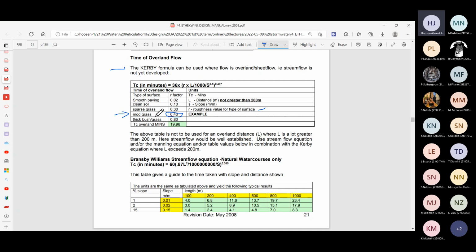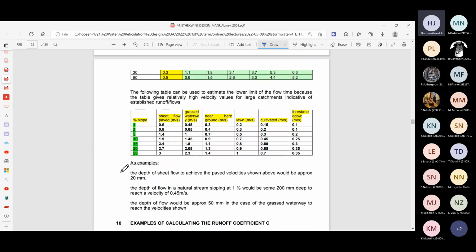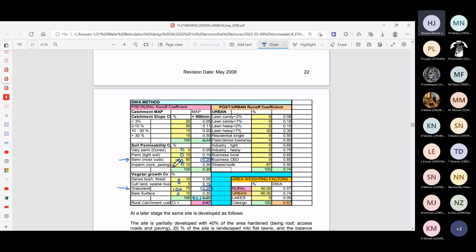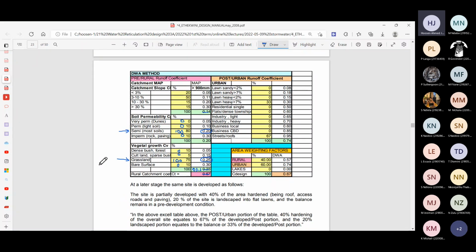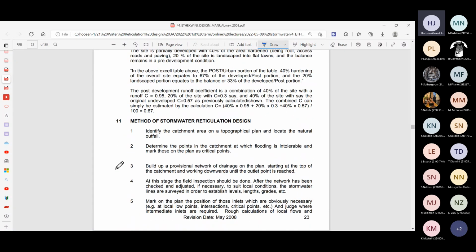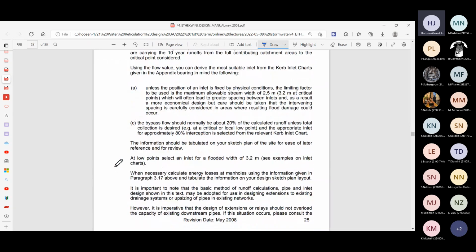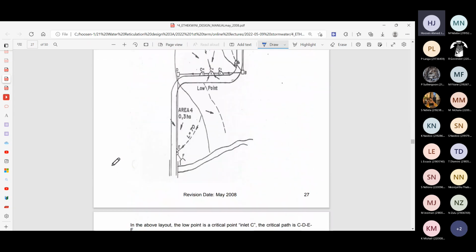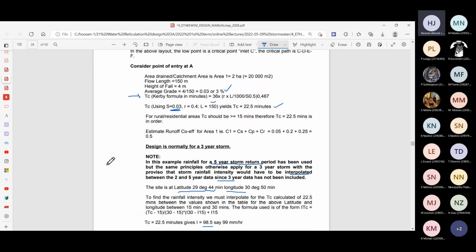So that's where it's come from. When we determined the runoff coefficient, we also assumed moderate grass, so it's consistent with that, and you get 0.4 at that point over there. Remember, we used the grassland, right? So that would be consistent with moderate grass. That's where that has come from. So you can see quite a few assumptions needed to be made. And if you substitute in that formula, you get the value of 22.5 minutes.